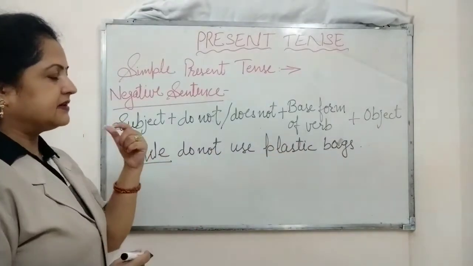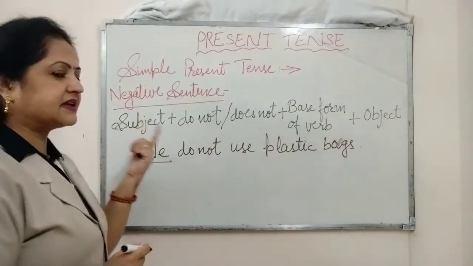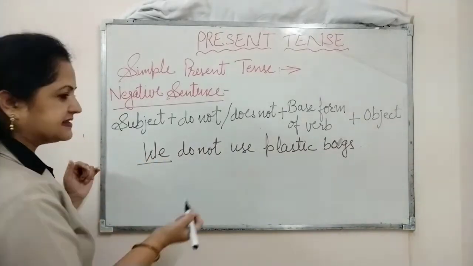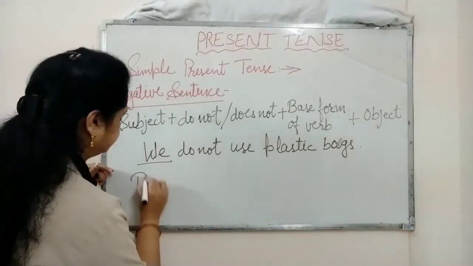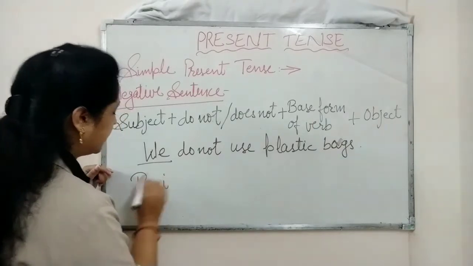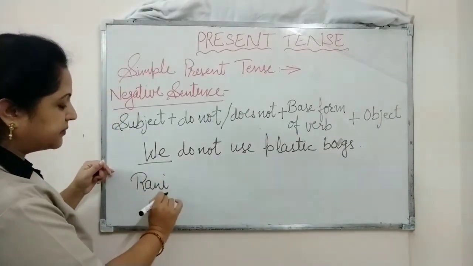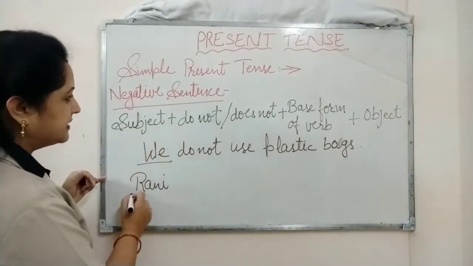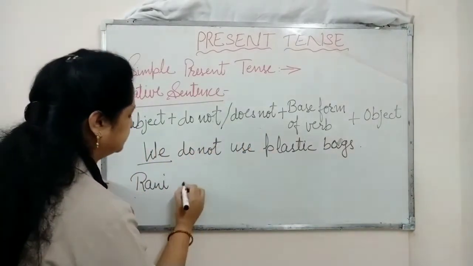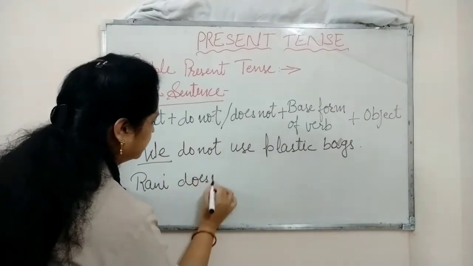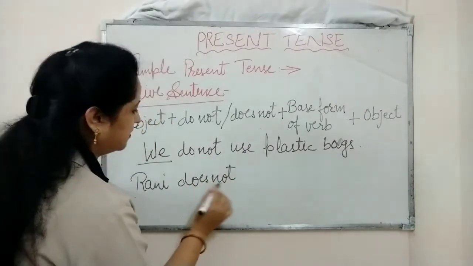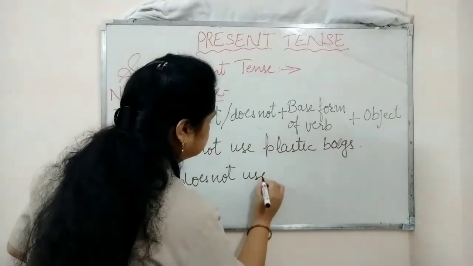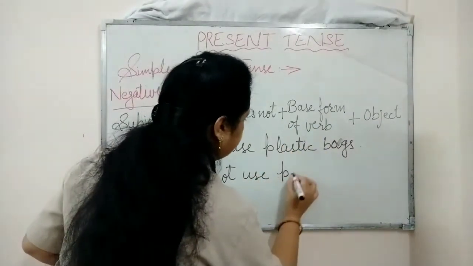Next, if the subject is he, she, it or any singular number, let's take one example here. Rani. As I am writing a singular number, a name of one person, that's why Rani does not, base form of the verb, use plastic bags.